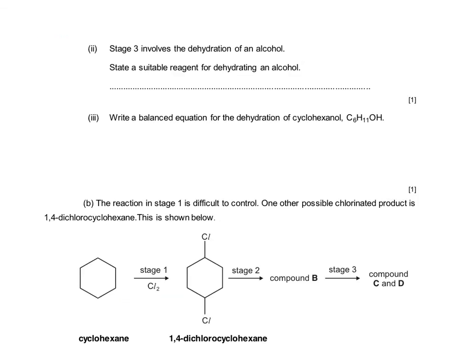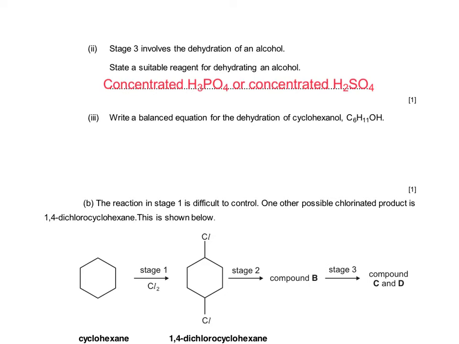So I'm assuming here you still have your previous page that you can go back and have a look at. Stage 3 involves the dehydration of an alcohol, and it asks you to state a suitable reagent for dehydrating an alcohol. Now there's several different options here. In the textbook at A level they generally talk about H3PO4. So you're looking at concentrated H3PO4 or concentrated H2SO4. I think it's really important to say concentrated here, because if you say dilute, the alcohol won't be dehydrated because the acid won't be strong enough.